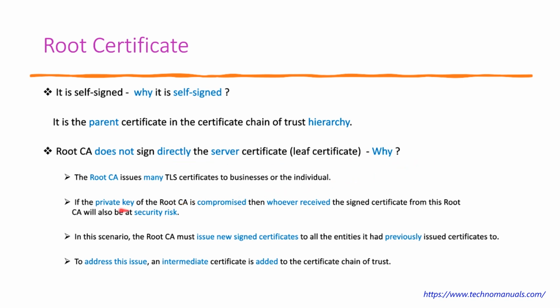Why? The root CA issues many TLS certificates to businesses or individuals. If the private key of the root CA is compromised, then whoever received a signed certificate from this root CA will also be at security risk. In this scenario, the root CA must issue new signed certificates to all the entities it has previously issued certificates to. To address this issue, an intermediate certificate is added to the certificate chain of trust.